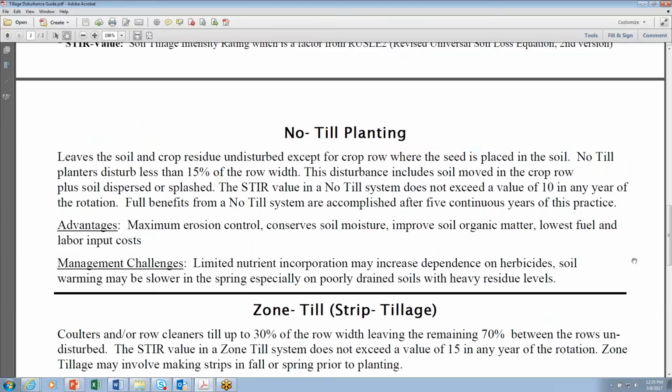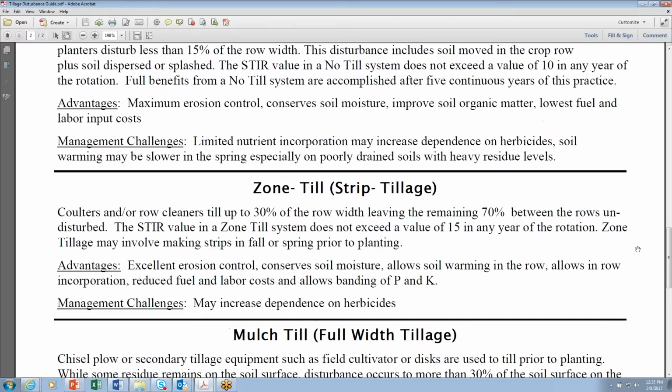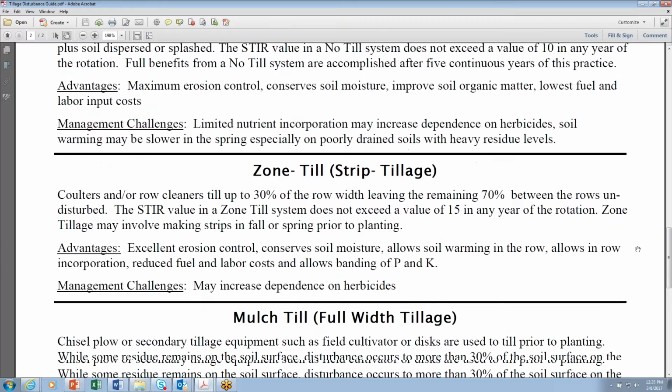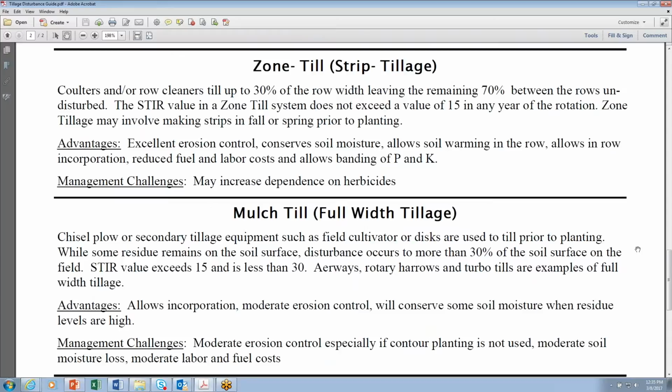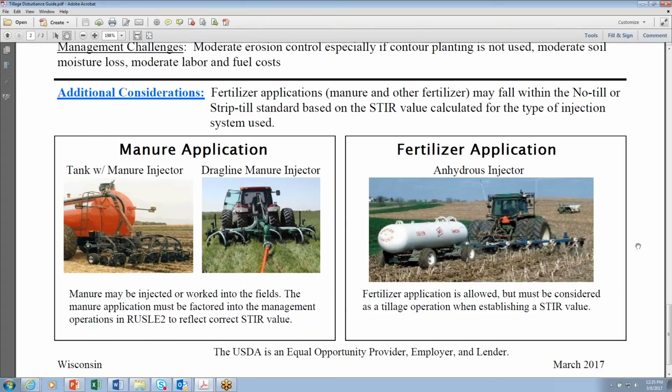There's information here on the no-till and the zone till, and some of the advantages and some of the things that you need to pay attention to, the mulch till, and then we have some manure applications. Again, I don't want to discourage manure application, but we can do low impact manure applications on a no-till system and be just fine. The same with anhydrous injectors.